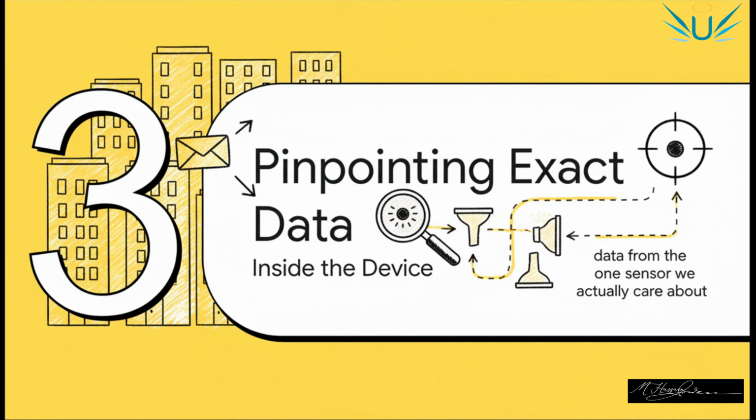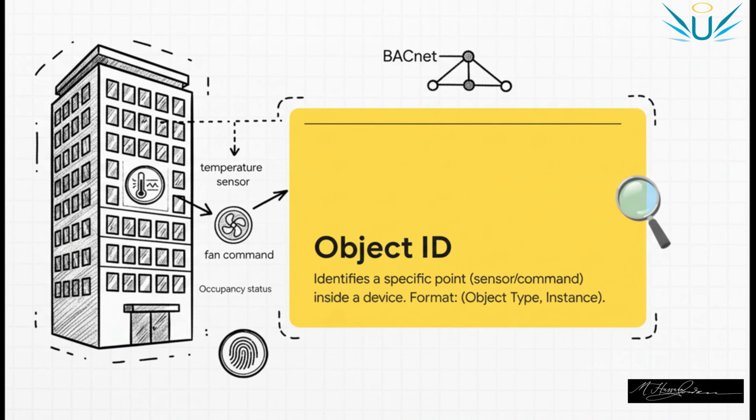So far, so good. Our letter has made it to the right building. We've found the device. But what about the information inside the device? That's what we're really after. This brings us to Section 3, how we pinpoint the exact data we need. This is the job of the object ID. If the device is an entire apartment building, the object ID is the apartment number. It tells you exactly which door to knock on. So instead of just addressing the whole air handler unit, you can say, I want to talk to analog input 15, which might be the discharge air temperature. It lets you pinpoint the exact piece of data you're looking for.